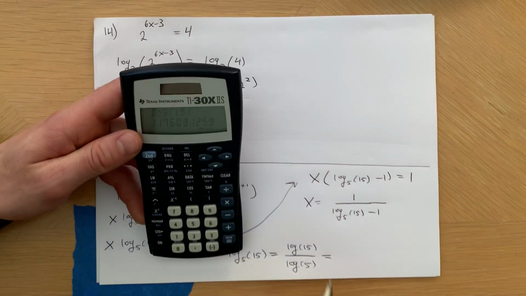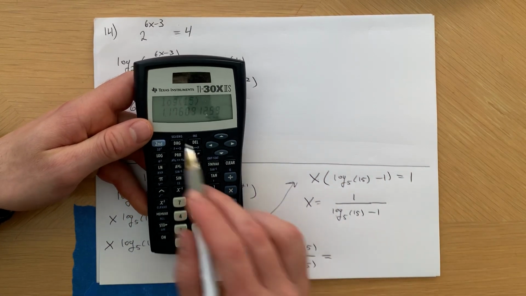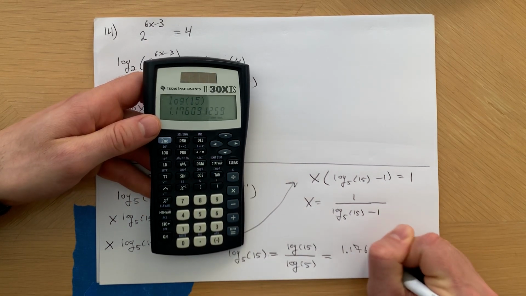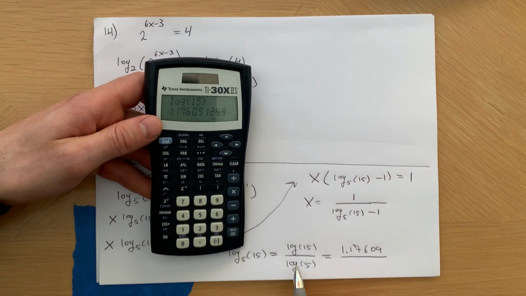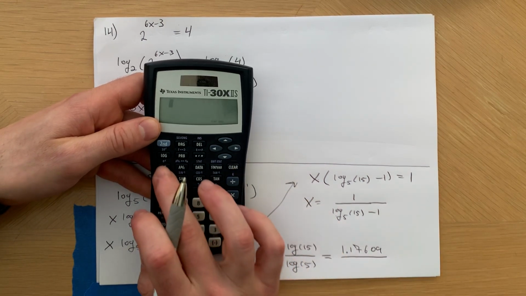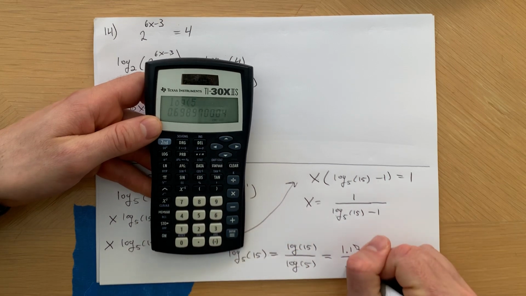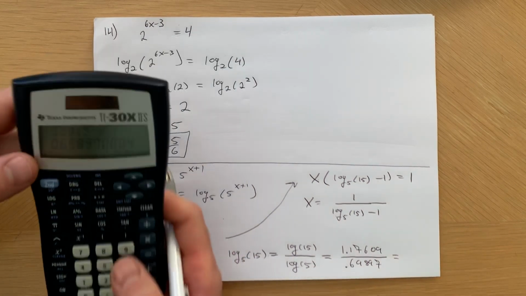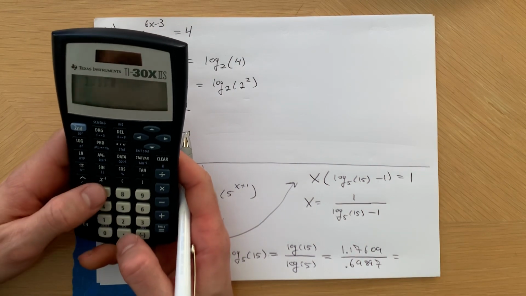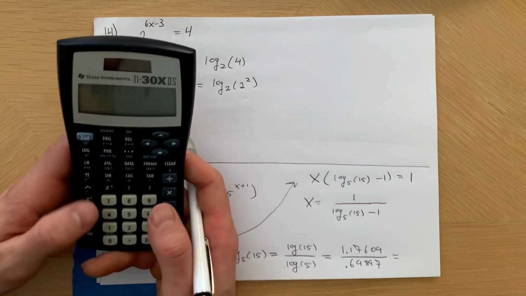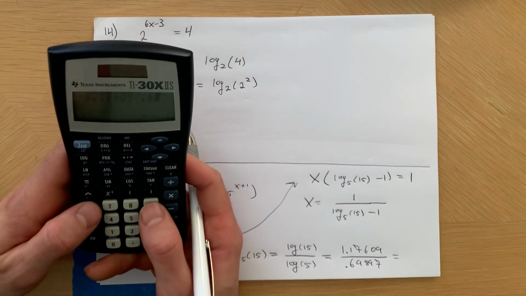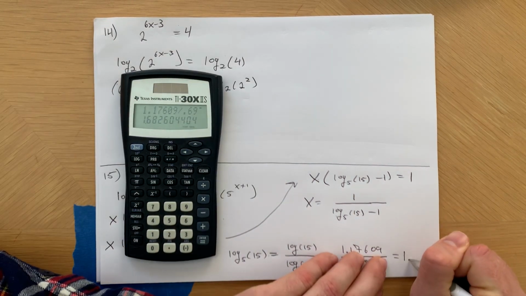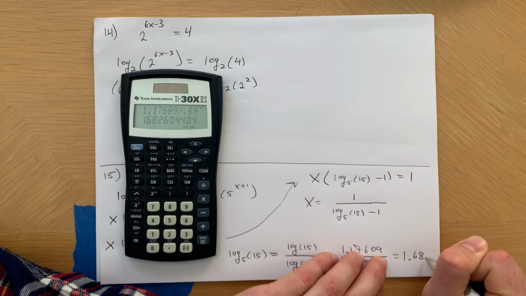We want our final answer to be rounded to 3 decimals, so while we're doing this side work, we're going to put down more than 3 decimals. So this is going to be 1.17609. And on the bottom, log 5 is 0.69897. Now if we divide these two numbers, 1.17609 divided by 0.69897, we get 1.6826.